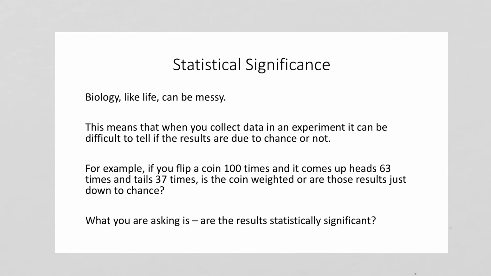Okay? So, for example, if you flip a coin 100 times and it comes up heads 63 times and tails 37 times, does that tell you anything about the coin? Is it a fair coin? Is it a weighted coin? What you're really asking is, are the results statistically significant, or is that variation, 63 heads, 37 tails, just due to chance? Does that not actually tell you anything?